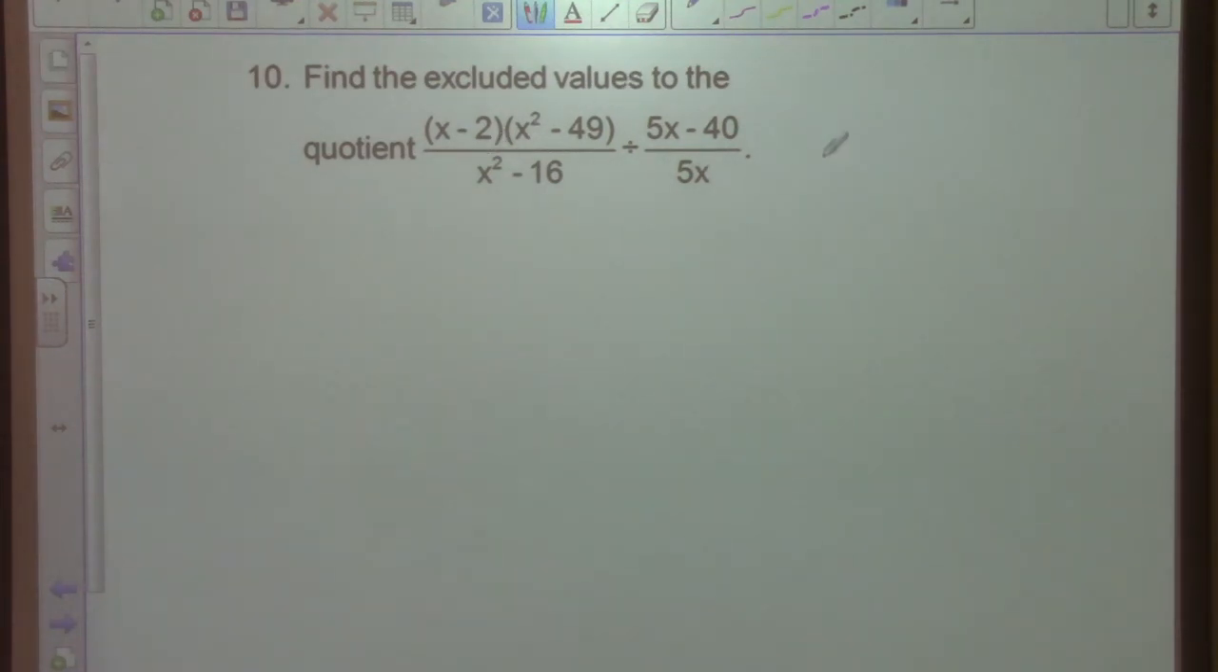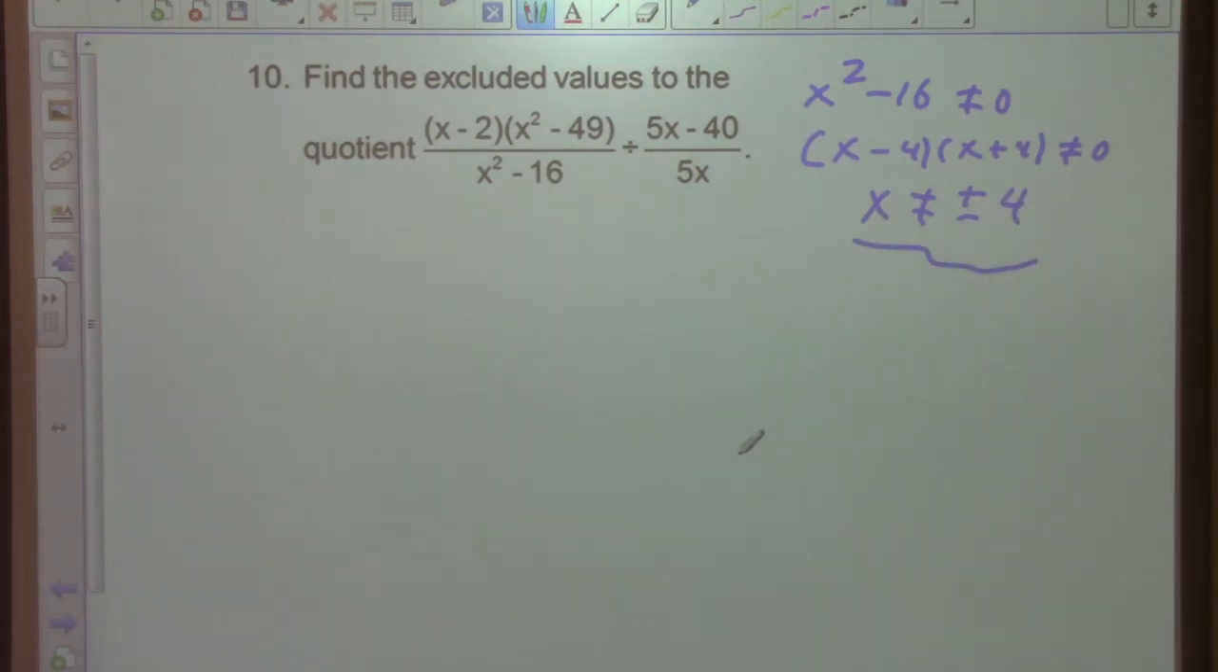Okay, so which of these things do you have to worry about? The denominators? Yeah, the denominators, right. So we know x squared minus 16 cannot equal 0, right? So that means that x minus 4 and x plus 4 cannot equal 0. So based on that, x cannot equal plus or minus 4. So those are two excluded values right there.